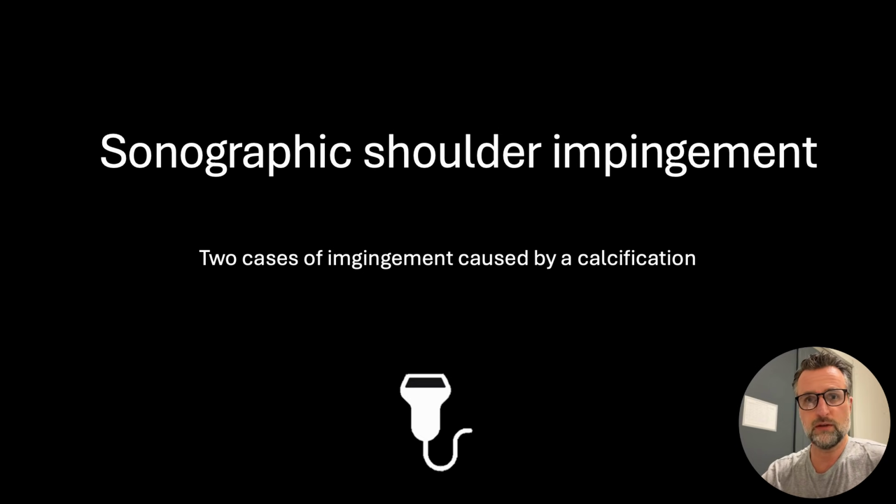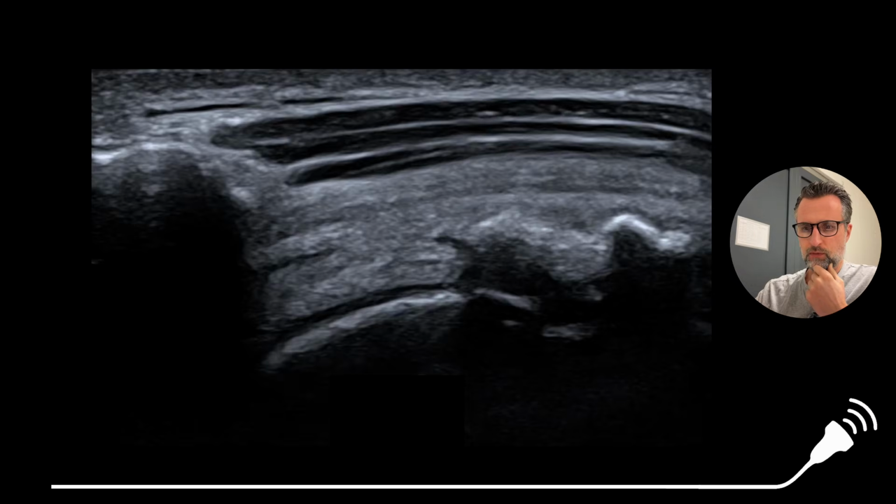There is a lot of debate around the use of the word impingement when it comes to shoulder injuries, and I agree that a lot of times it is used when it should not be used, but there are cases where it is very clear that something is impinging in the shoulder, and I would like to illustrate this with these two cases. In this first case, we will be looking at a long axis view of the supraspinatus tendon.